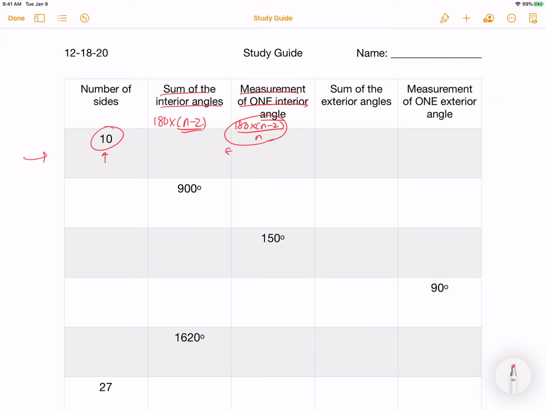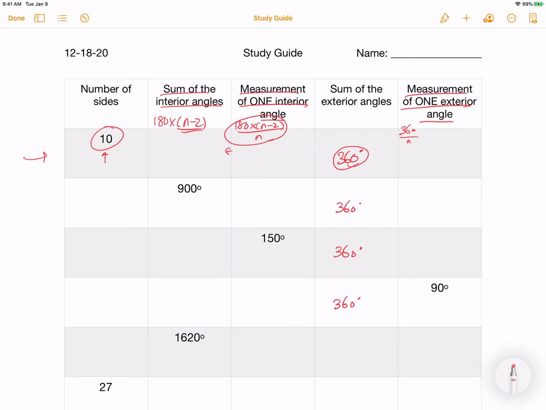Sum of the exterior angles, this should be a freebie for everybody. Everyone should know that it's going to be 360 throughout this entire thing. So I could just keep on writing 360 for all of these and there's going to be no problem. Measurement of one exterior angle also is very simple. You just take 360 and divide by the number of sides, which is n.